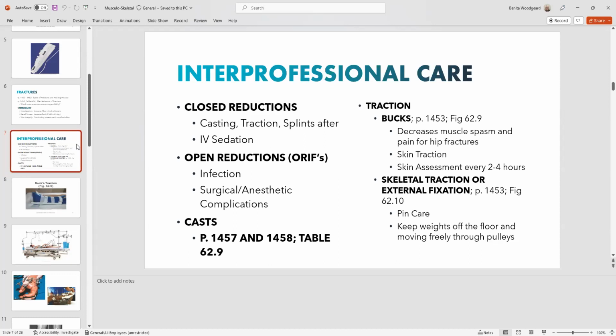So closed reductions can be done in the ED, again, with IV sedation of some sort. Open reductions, ORIFs, open reduction internal fixation. So open reductions of a fracture, any kind of orthopedic injury would involve an incision. These are inpatient surgeries. They don't keep most of them over 1 to 3 days anymore.